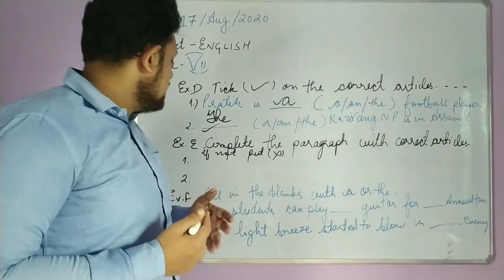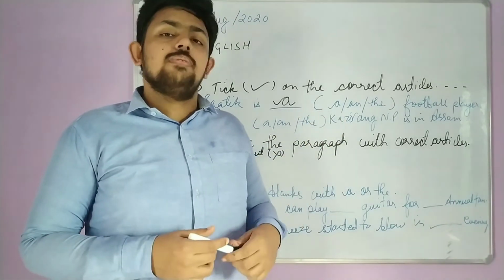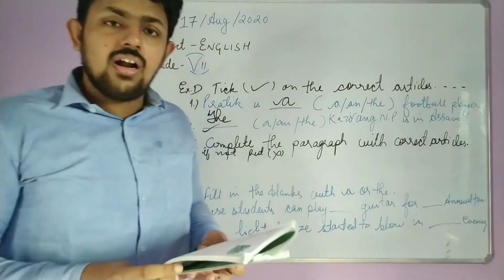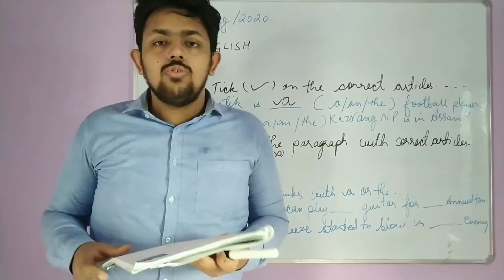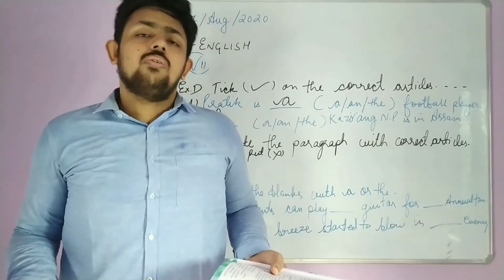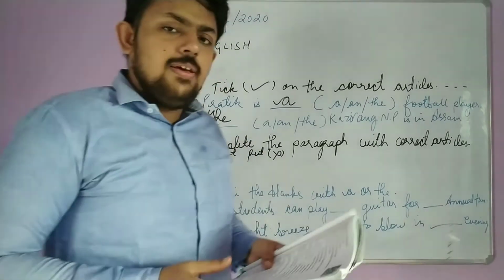Okay, now see, I told you this because we have the second exercise based on this only. See, I will use the book to read the paragraph. Complete the paragraph with correct articles. You have to complete the paragraph with correct articles. If no article is required, then you have to put a cross. Okay, so let's see exercise E.